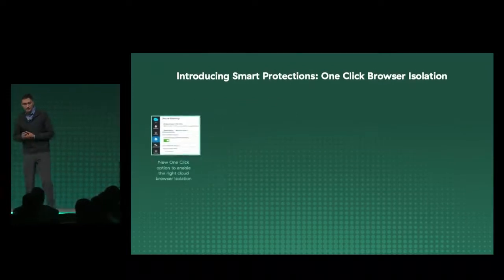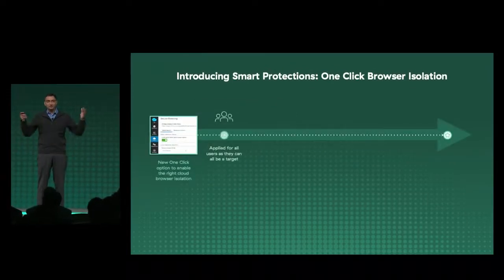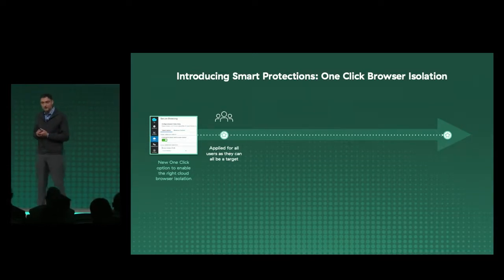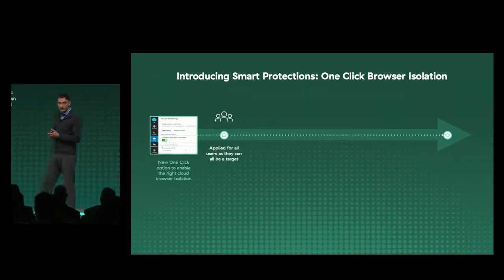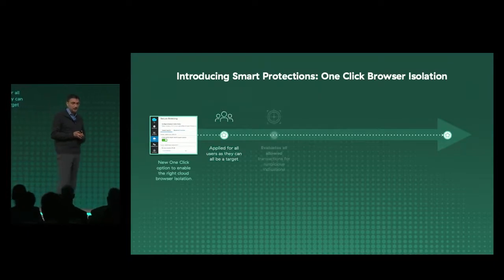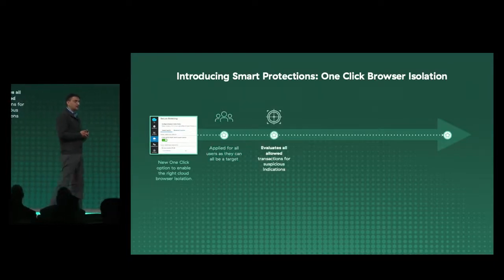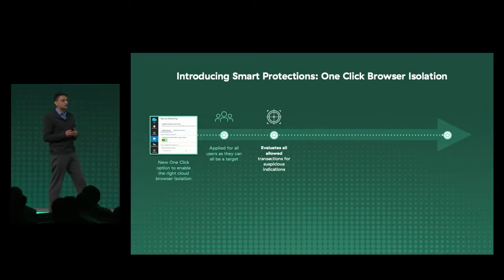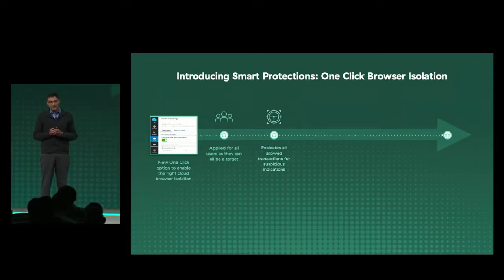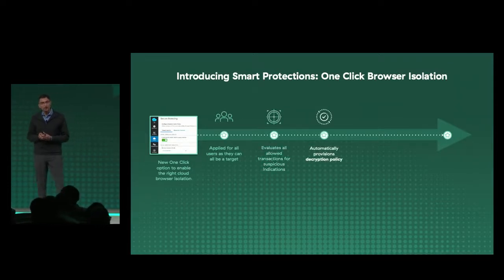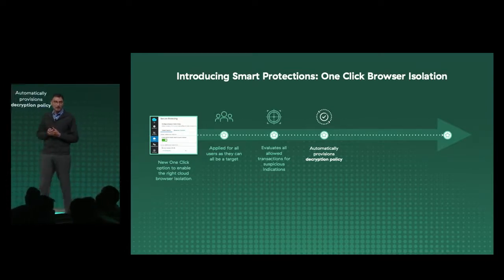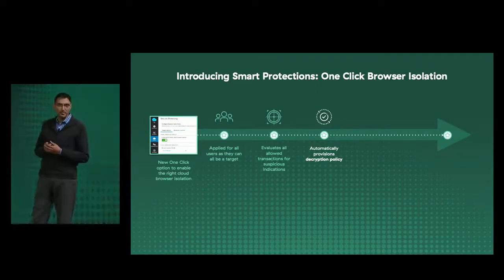Let's take a look at how this works. Just like we have one-click Office 365 and many one-click features, this is a simple policy. You enable it. It starts evaluating all transactions for all users. It starts then assessing dynamically whether a page is suspicious. And once it determines that a page is suspicious, it can automatically redirect that transaction to our cloud browser and thereby reduce your risk, because it's never being rendered on the end user machine. Does that make sense?